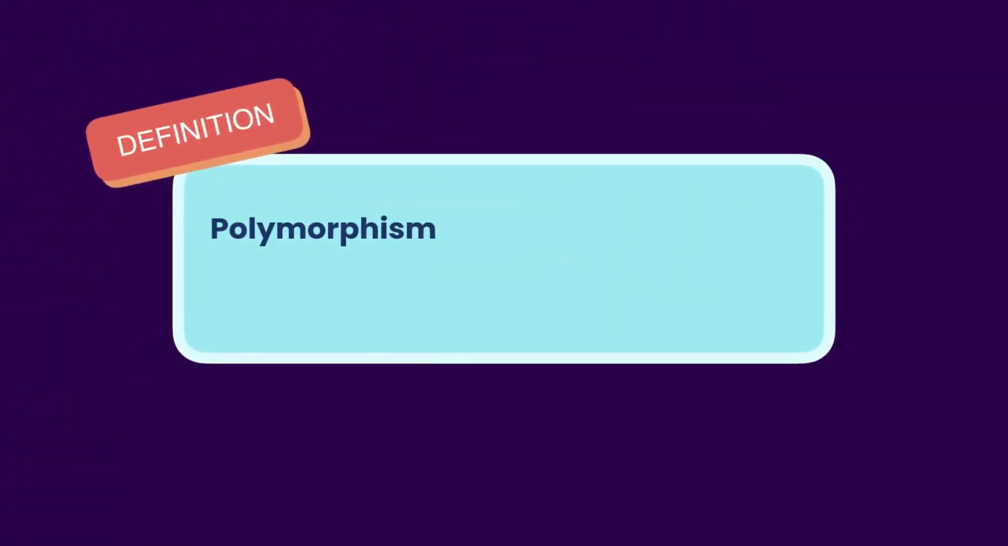Polymorphism is one of the core principles of object-oriented programming, and it allows us to build applications that can be easily extended. I'm going to show you that in a second. But first, let's define what polymorphism means. Poly means many, morph means form. So polymorphism means many forms. And this refers to a situation where an object can take many different forms.